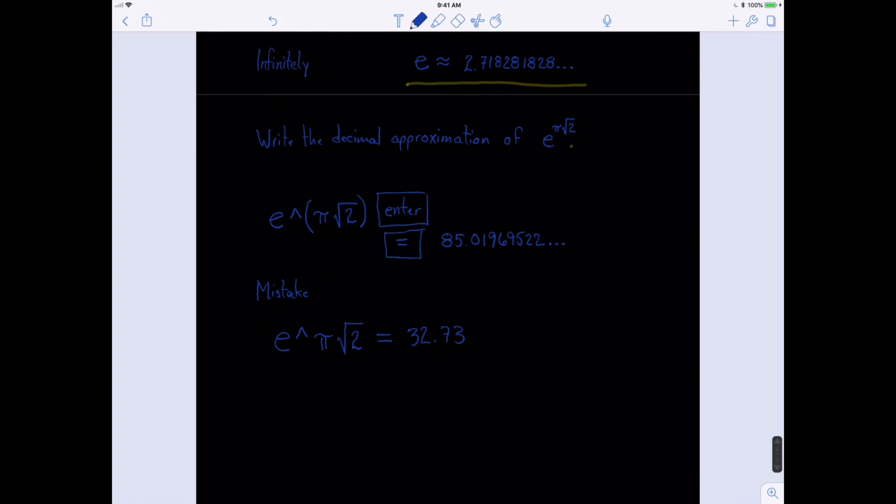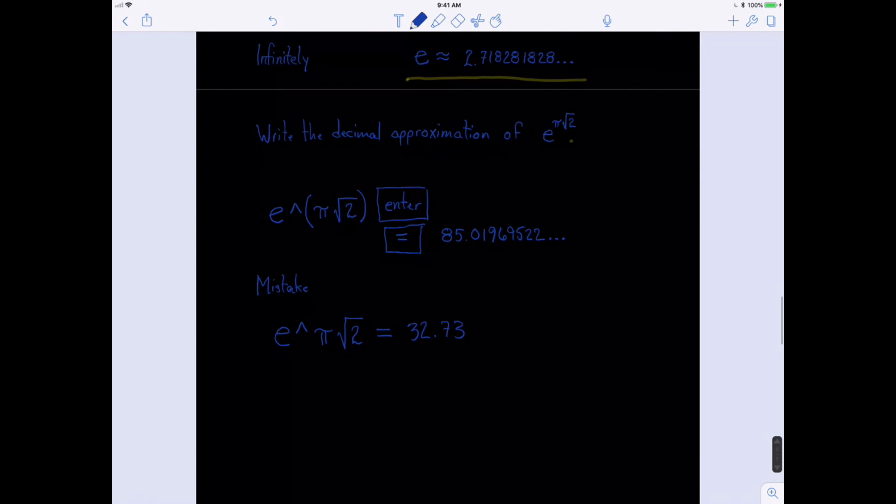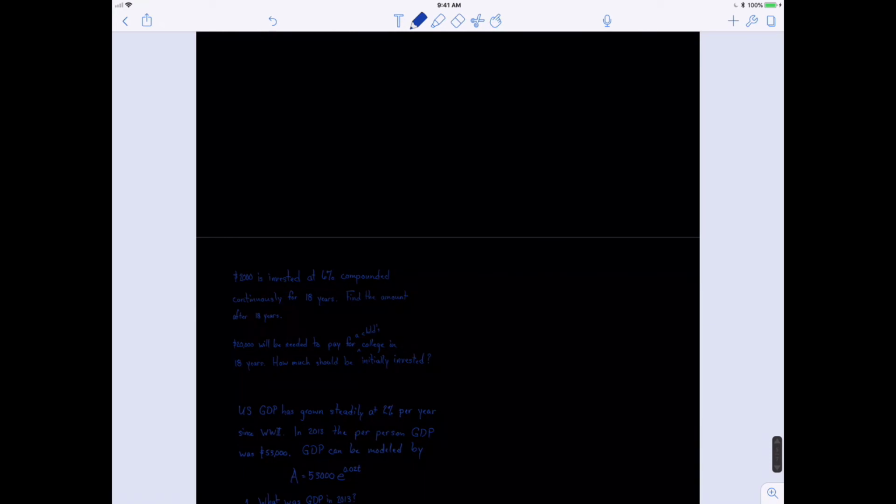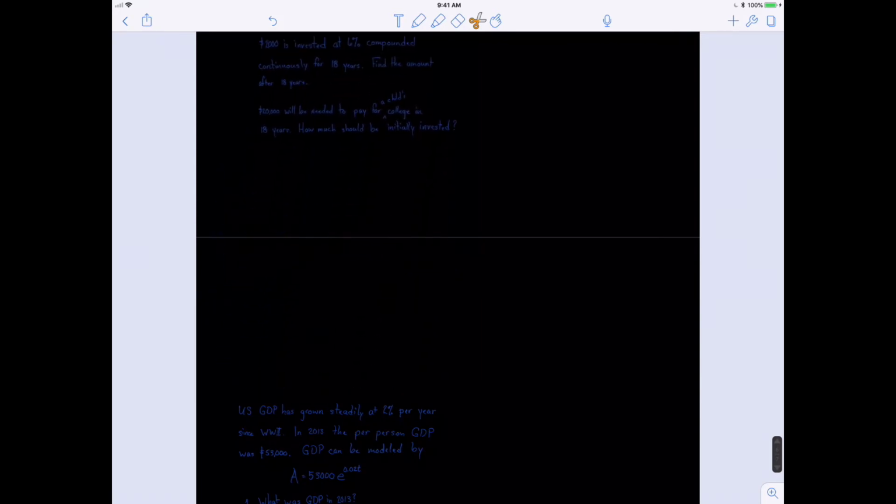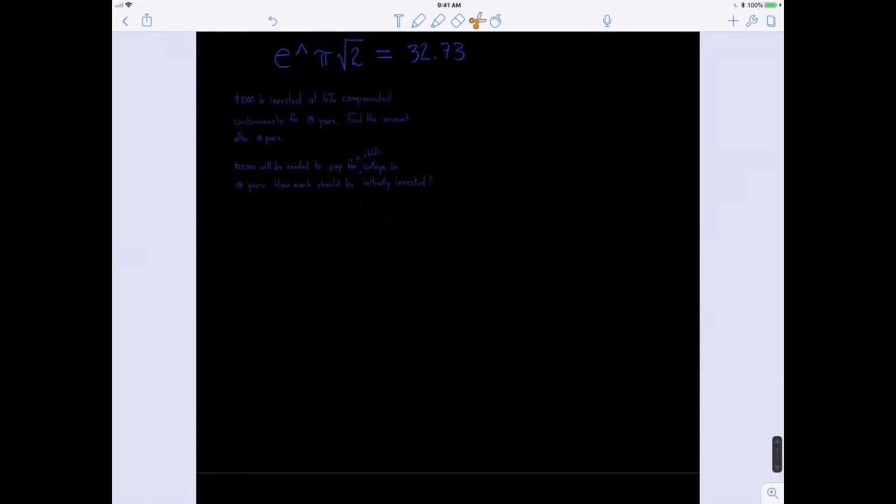Here's what I want to try next. We're going to try some applied problems. So I wrote them down here. Let me bring them up. So I'll take this first one. Let's move it up to where we're working. Okay, and let's go over this. It says $2,000 is invested at 6% compounded continuously for 18 years. Find the amount after 18 years. And then it has a second problem that says $20,000 will be needed to pay for a child's college in 18 years. How much should be initially invested? All right, let's try both of these.